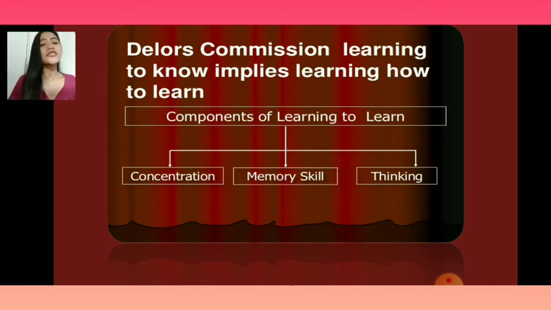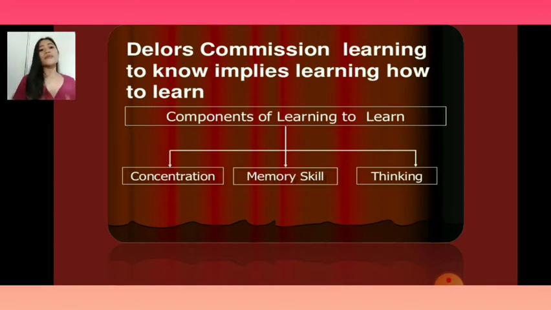let's go to the Delors Commission. Learning to know implies learning how to learn. So the components of learning to learn are concentration, memory skill, and thinking. This is so important in learning to learn. Concentration: you have to focus on what you read, what you listen to, what you observe, so that you can collect and gather information on that particular thing. You cannot gather and collect data and information if you do not focus on that particular area.